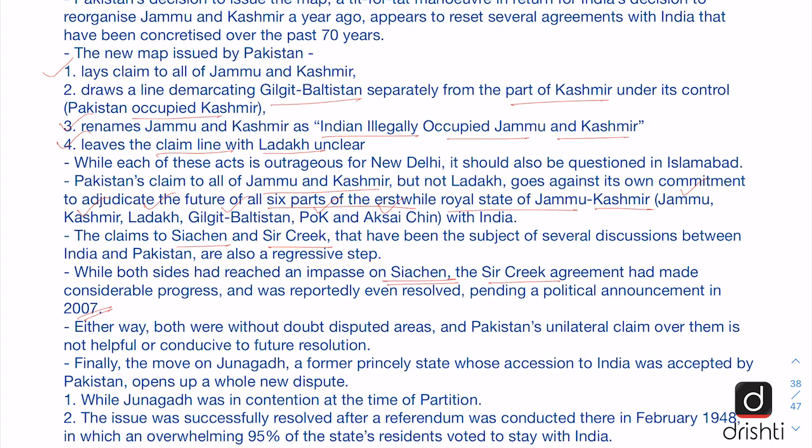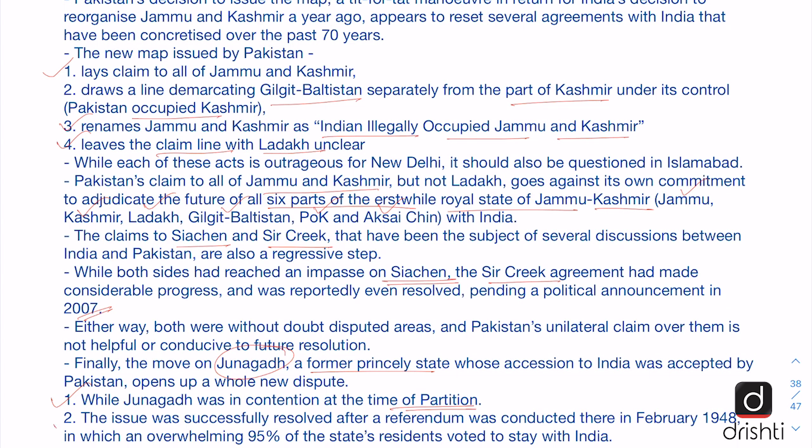But the most surprising is the move by Pakistan on Junagadh, which was a former princely state and whose accession to India was accepted by Pakistan, because it opens up a whole new dispute. And here 2 points are worth noting. One is that Junagadh was in contention at the time of partition because the ruler of Junagadh wanted to accede to Pakistan, while the majority population wanted to remain with India.